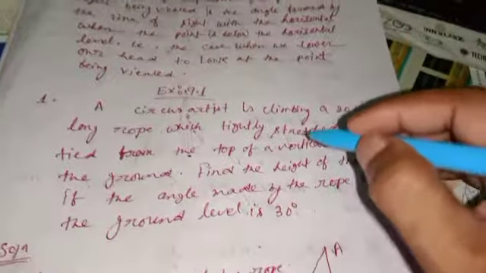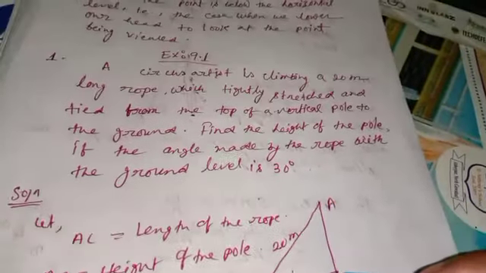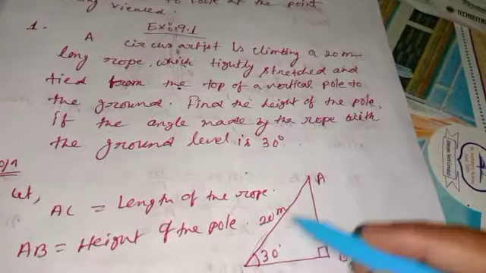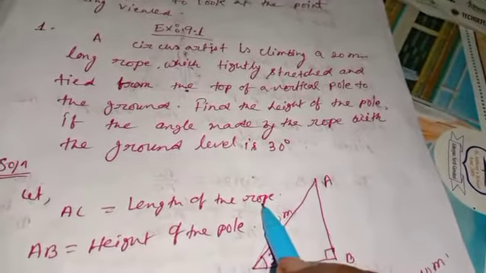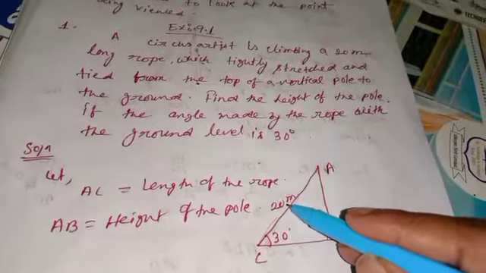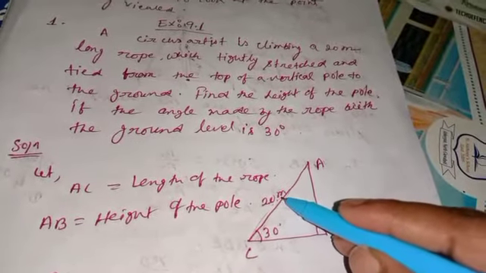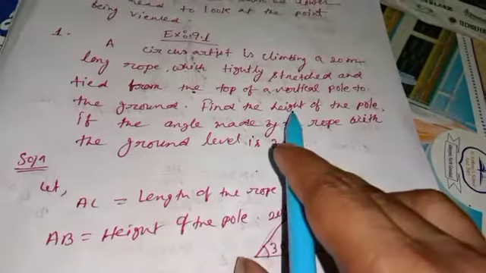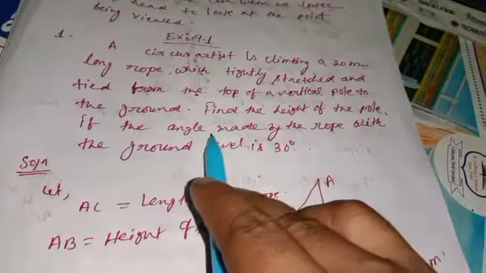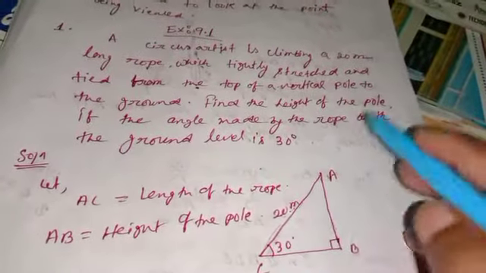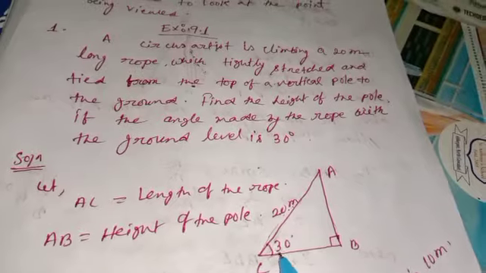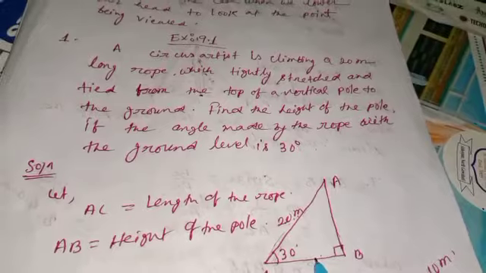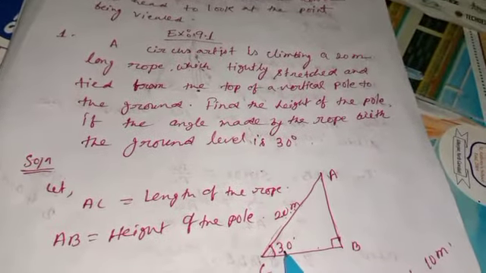Here you need a vertical pole. Suppose I have drawn AB as the vertical pole and AC as the climbing rope. AC is equal to the length of the rope. What is the length of the rope? 20 meters, yes or no? They ask to find the height of the pole if the angle made by the rope with the ground level is 30 degrees. This ground level becomes the horizontal level. So this angle will be 30 degrees.